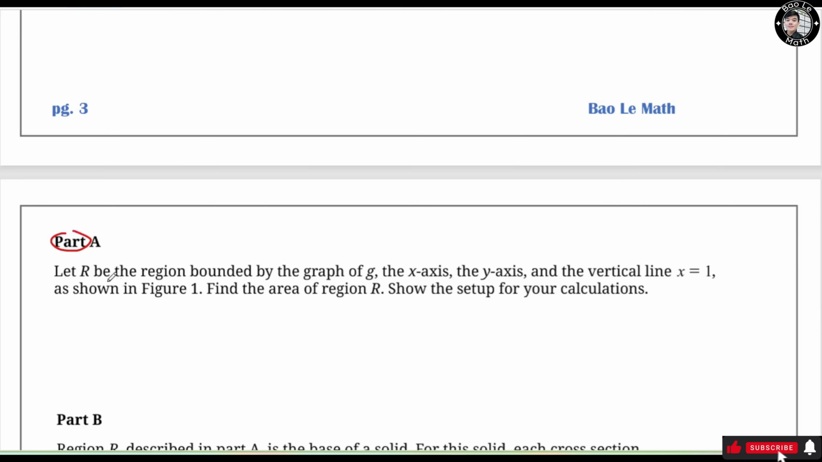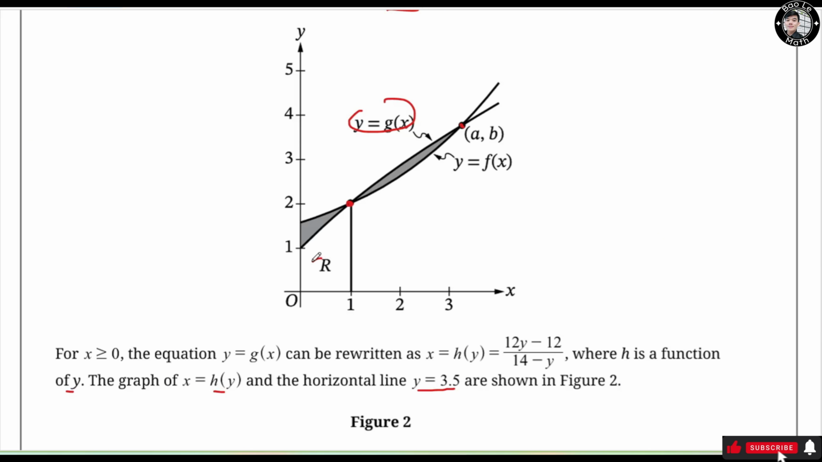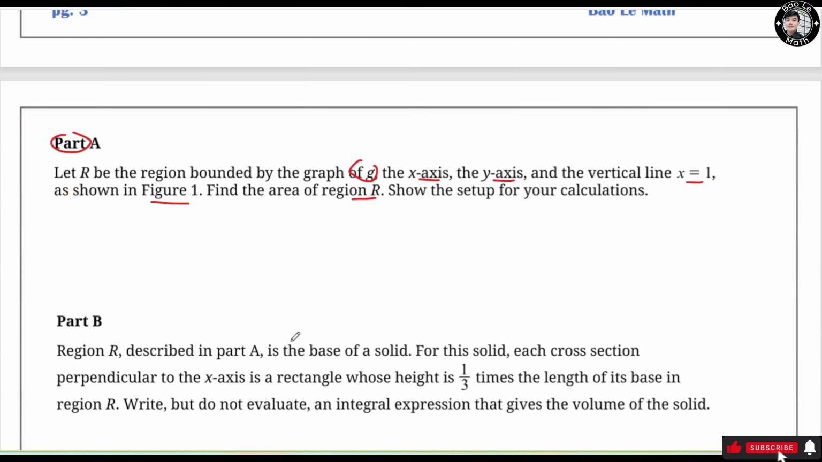Question A. Let R be the region bounded by the graph of g, the x-axis, the y-axis, and the vertical line x equals 1, as shown in figure 1. Find the area of the region R. So the region R is right here. The area bounded by the region R and the x-axis can be written as the integral from 0 to 1 of g of x subtract the x-axis, which is y equals 0. So top subtract bottom, dx.